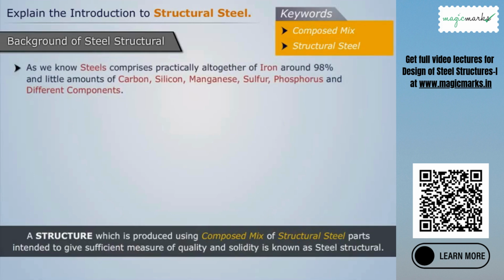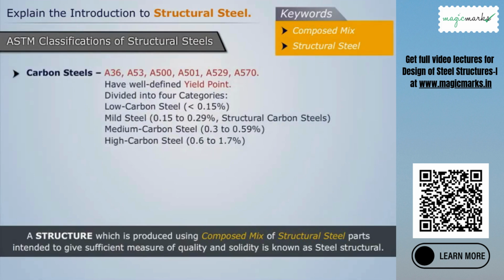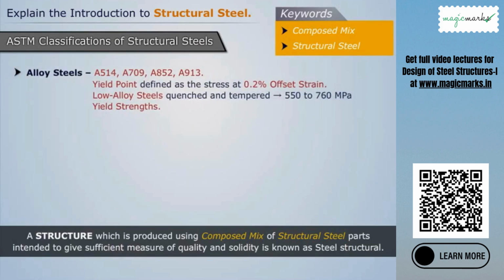As we know, steels comprise practically altogether of iron, around 98%, and little amounts of carbon, silicon, manganese, sulfur, phosphorus and different components. Also, the amount of carbon influences the properties of steel the most. Structural steels are grouped into three classes by ASTM as carbon steels, high-strength low-alloy steels, and alloy steels with the given classifications.